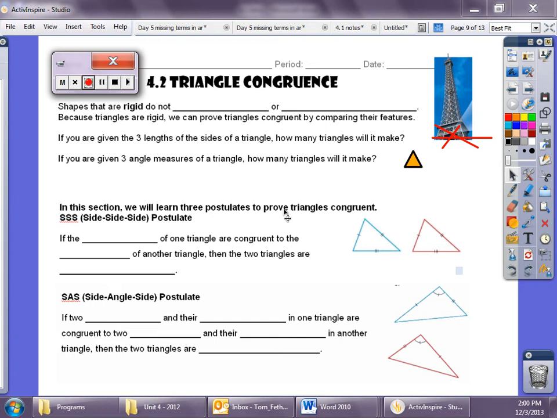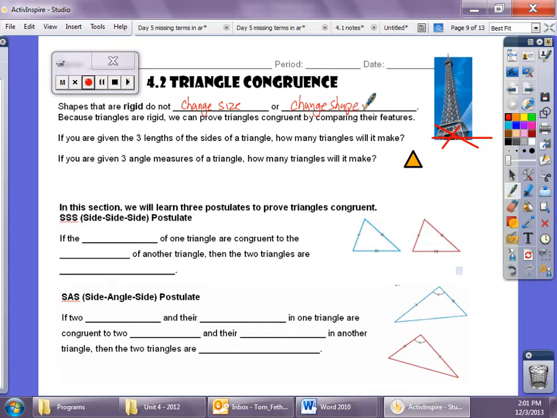Alright, notes 4.2, triangle congruence. Shapes that are rigid don't change size or shape. So they don't change size, or they don't change shape, or they don't break apart, they stay together. Because triangles are rigid, we can prove triangles congruent by comparing their features.